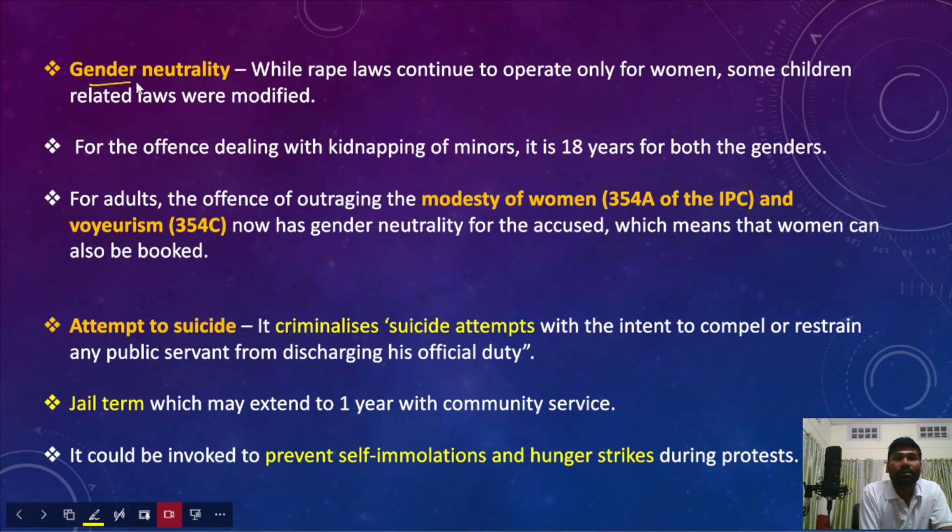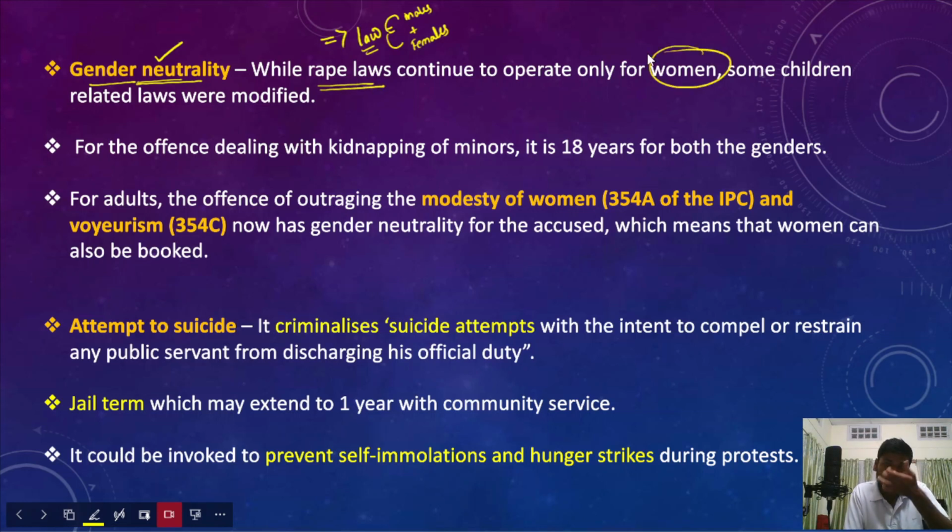After that, there were different attempts by the Bharatiya Nyaya Sanhita to bring gender neutrality into this. So what does gender neutrality exactly mean? Gender neutrality essentially means laws which are applicable equally to both males as well as females. While rape laws operate only in favor of women, the rape laws are biased in favor of women, and some children-related laws were modified.